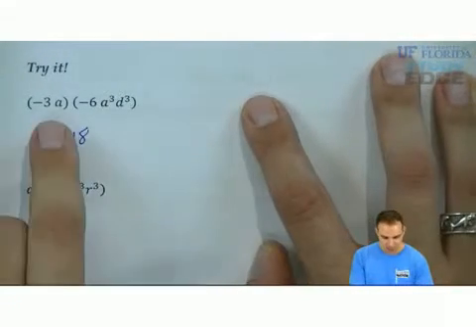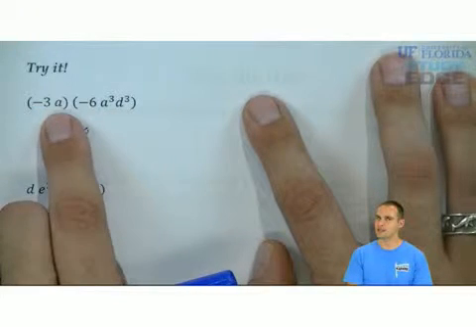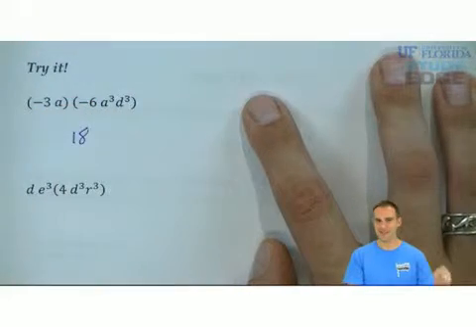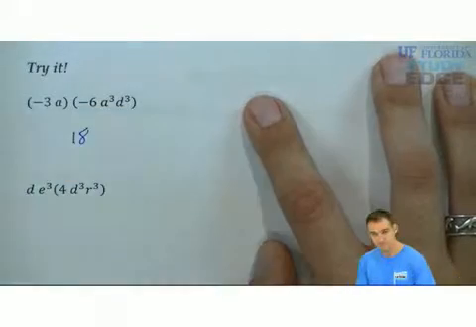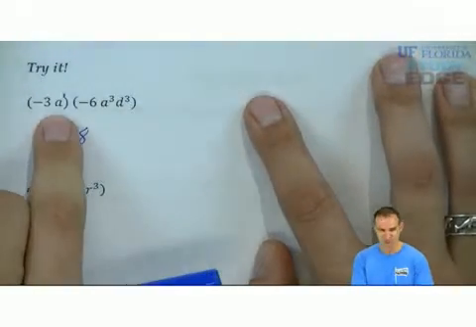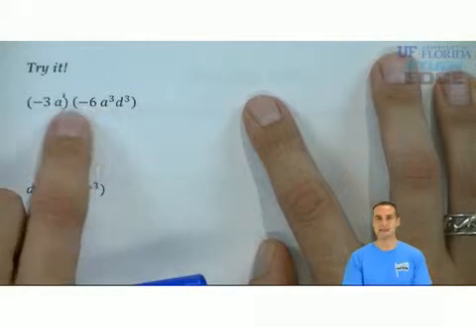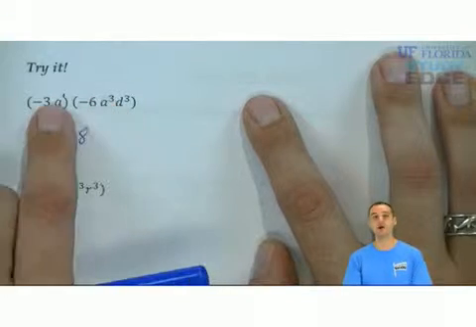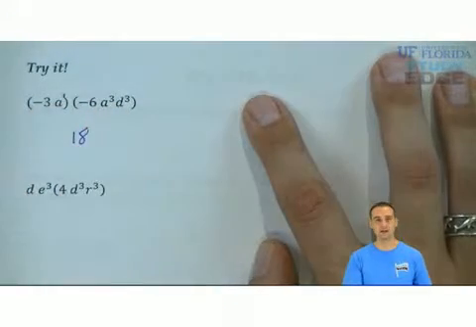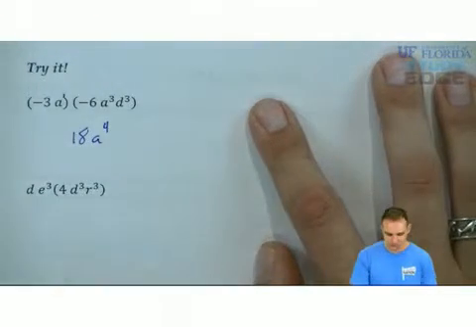Next up, I see a times a to the 3rd power. What is a by itself? That would be raised to what power, everyone? That would be a to the 1st. So here we have a to the 1st times a to the 3rd. When you have the same variable, you're going to add the powers together. So 1 plus 3 will give you 4. And then d cubed you're going to bring down.